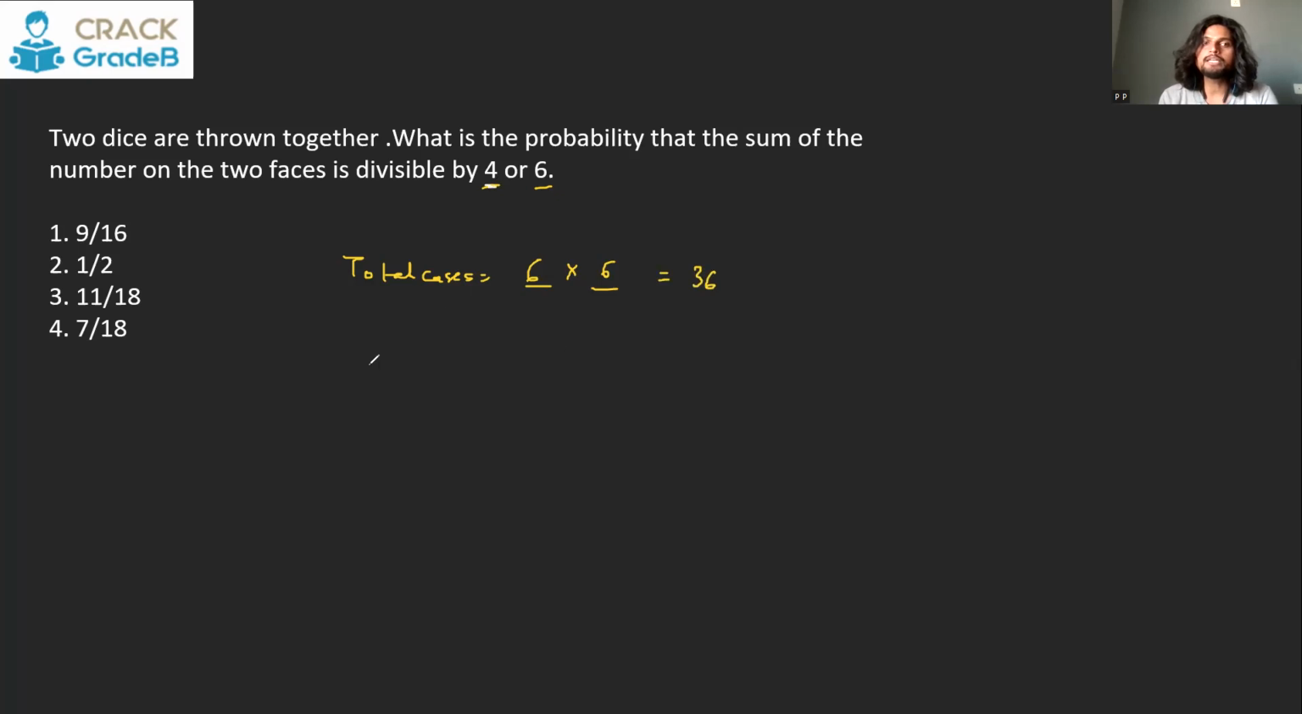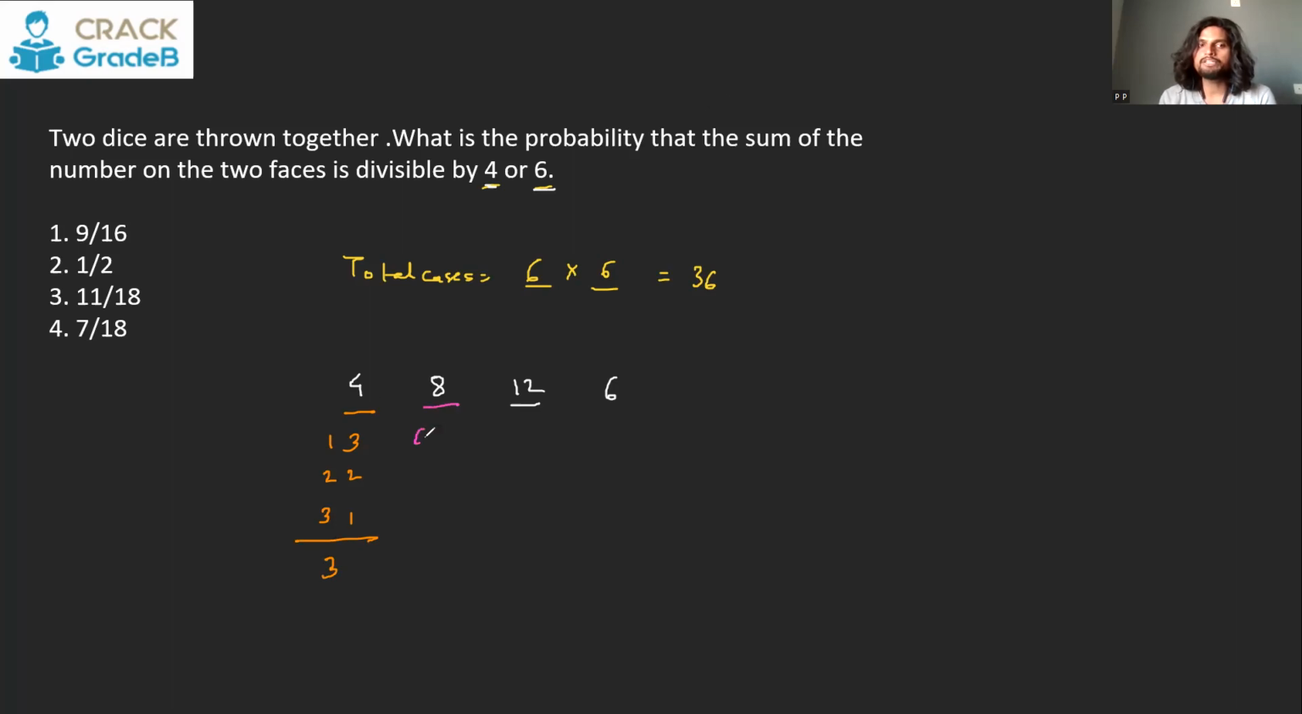Out of which you want the sum to be a multiple of 4. So the sum could be either 4 or 8 or 12. You cannot go beyond 12 because the maximum sum is 12. And multiple of 6 means 6 and 12. So 12 is already taken here. Sum is 4 in case of 1 and 3. As I said, you have to keep increasing this number by 1 and decreasing this number by 1. So there are a total of 3 cases where the sum could be 4.